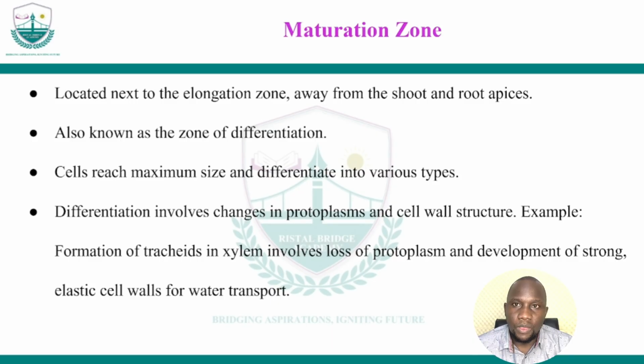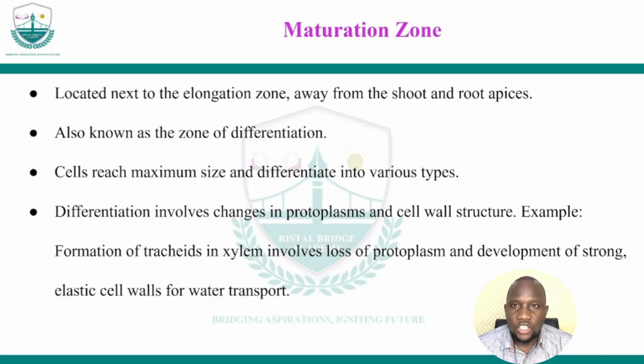So in this zone, the cells will reach maximum size, and now they will differentiate into different types of cells. Differentiation means that these cells get different structures and modifications to be able to perform certain functions. So they differentiate into other cells which have unique characteristics or features, such that they can perform specific functions.